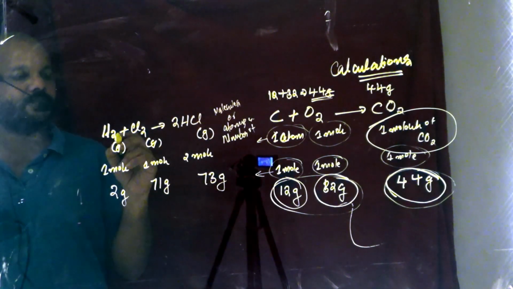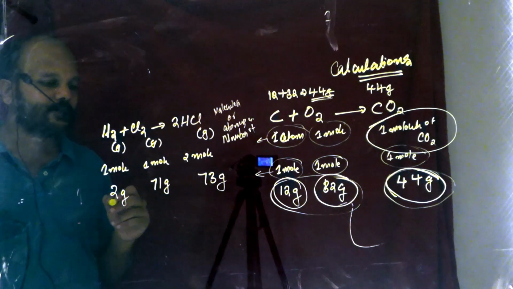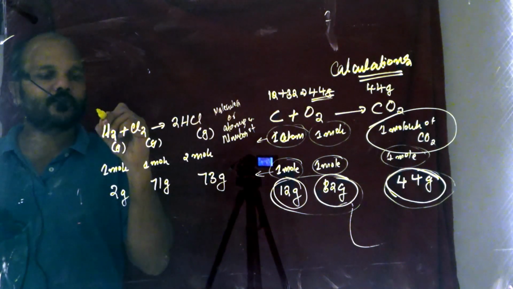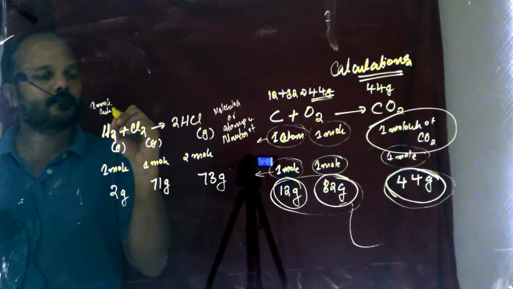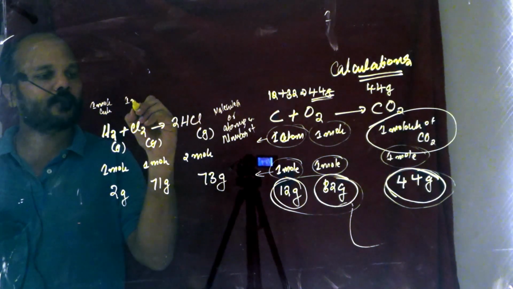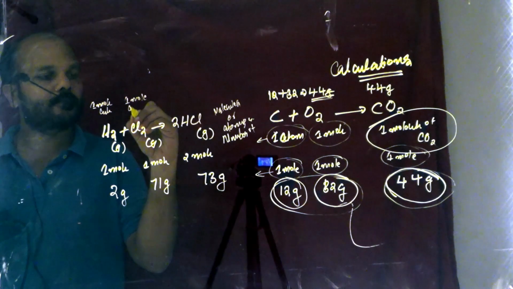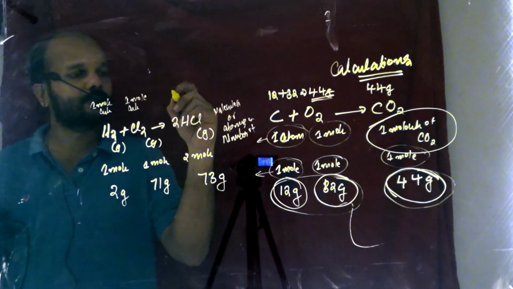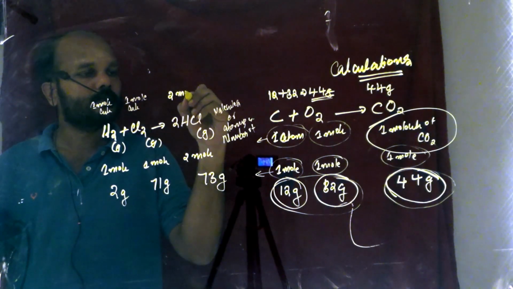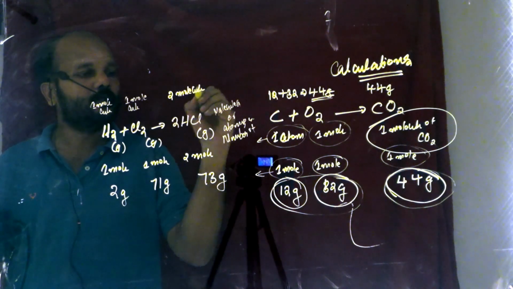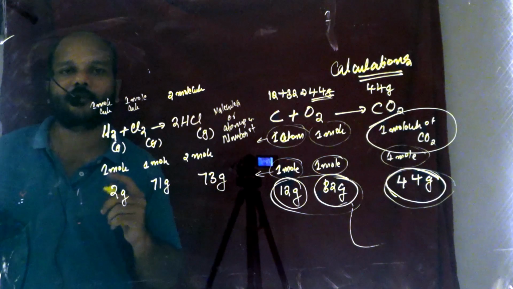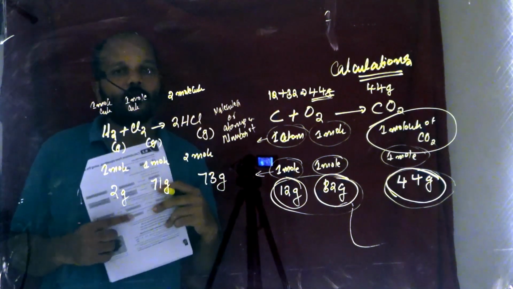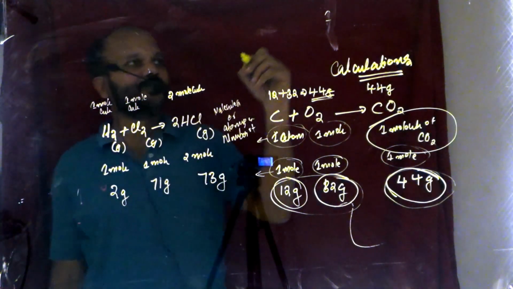Or suppose you are counting in terms of molecules. One molecule of H2 reacts with one molecule of Cl2, and it forms 2 molecules of HCl. So this is the reaction pattern it is supposed to follow. Now we can go with some questions.